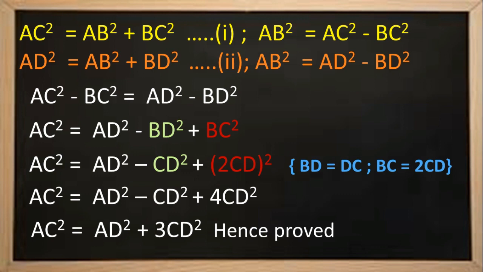Let me repeat, children. For the given diagram, there are two right angle triangles. The result according to the Pythagoras theorem of both the triangles is noted down, and as AB square was common in both the results, the equation is rewritten in the form of AB square. Then by observing what needs to be obtained, minus BC square is shifted from the left hand side to the right hand side, and BD is expressed as CD and BC is expressed as 2CD.